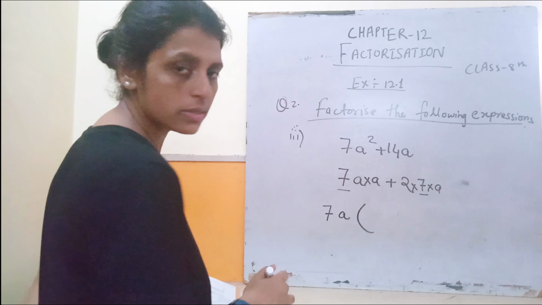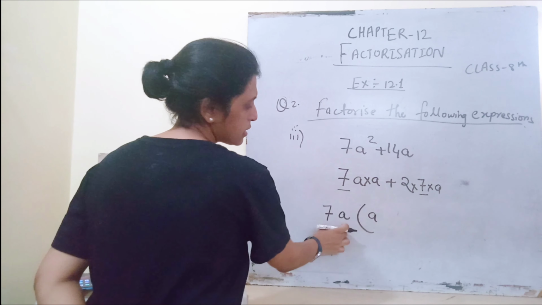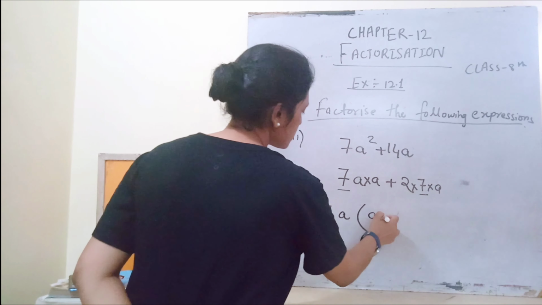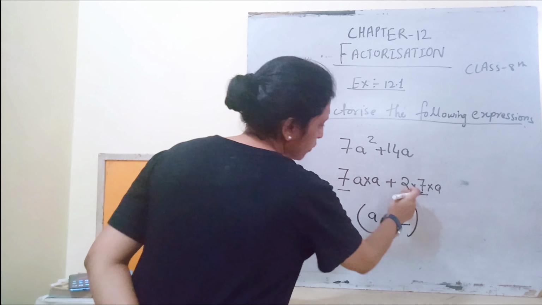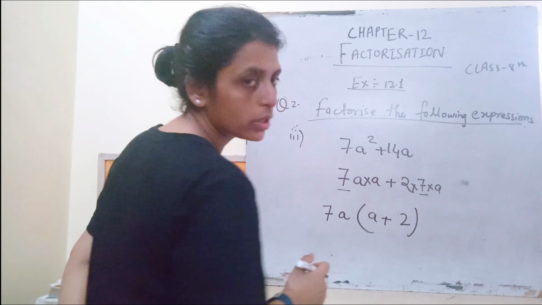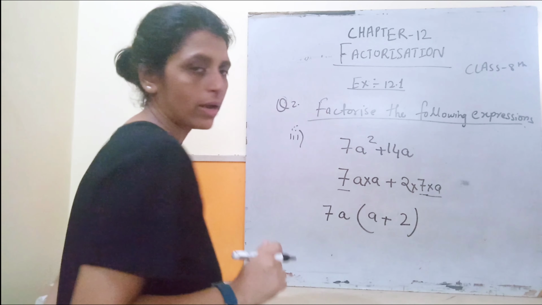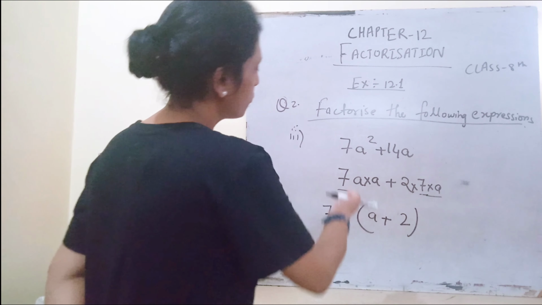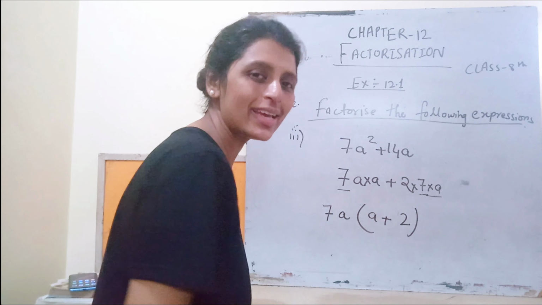So in the first term we are left with a single a. Why? Because 7a is taken as common. Plus 2. In the second term we are left with only 2. Why? Because this 7a is taken as a common factor. So the factorization of 7a square plus 14a is 7a multiplied by a plus 2.